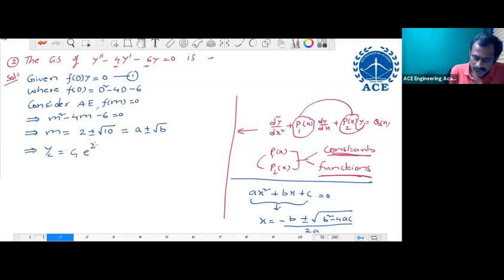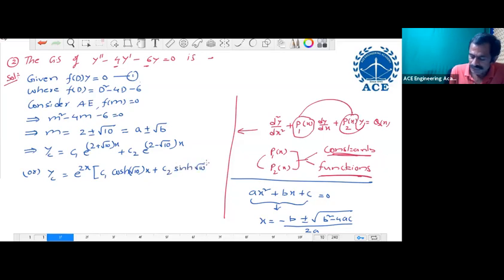yc equal to C1 e power (2 plus root 10) into x plus C2 into e power (2 minus root 10) into x, or yc in terms of hyperbolic functions: from both, e power ax is common, that is e power 2x, and inside some constant into cos hyperbolic plus C2 into sine hyperbolic of root 10 x, like this. This is the complementary function.